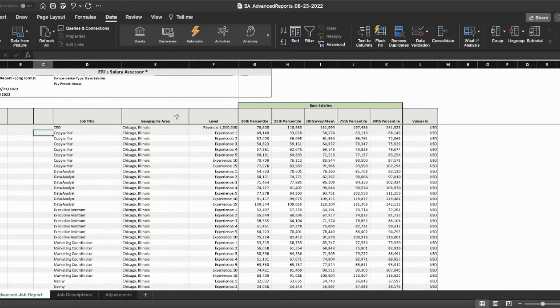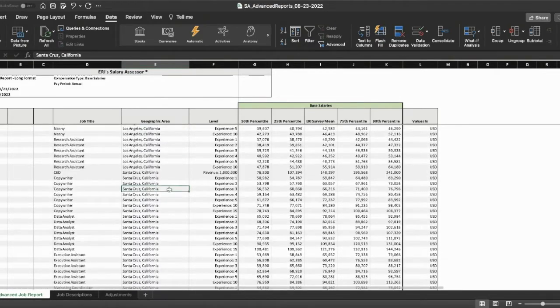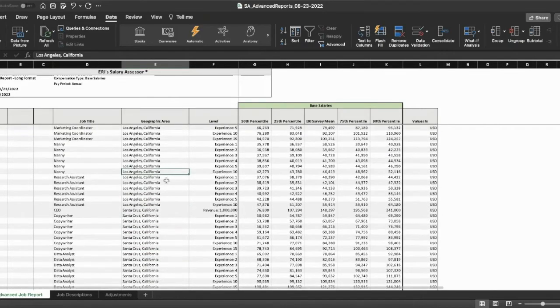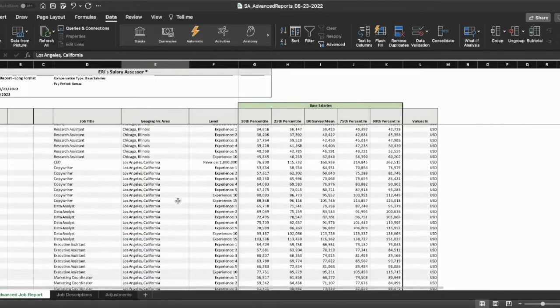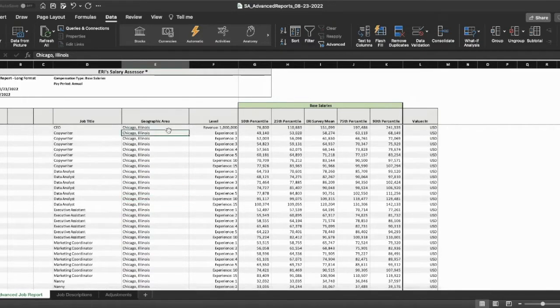The next column is geographic area. I chose 3 geographic areas that are based on where I'm located and where my current employees and contractors are located. So I have Chicago, Illinois, Los Angeles, California, and Santa Cruz, California. Santa Cruz because that's where I live, Los Angeles because I have a contractor that works there, and Chicago because I have a contractor that works there.